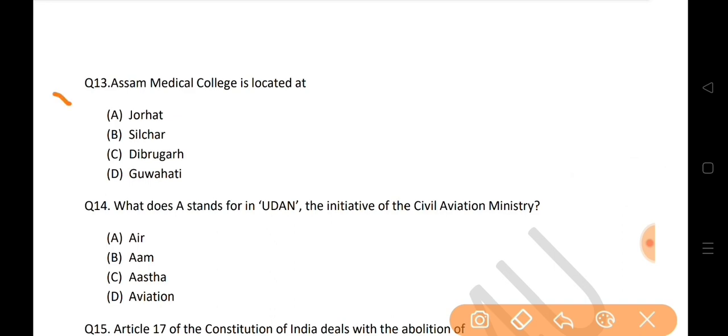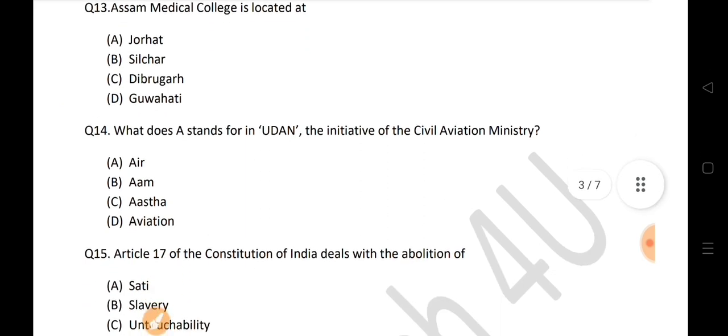Next question, Assam Medical College is located at? Correct answer is option C, Dibrugarh. Next question, what does A stand for in UDAN, the initiative of the Civil Aviation Ministry? Correct answer is option B, Aam.